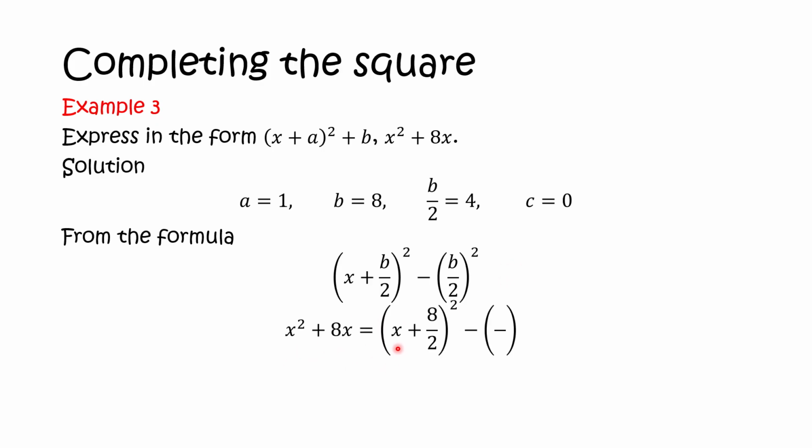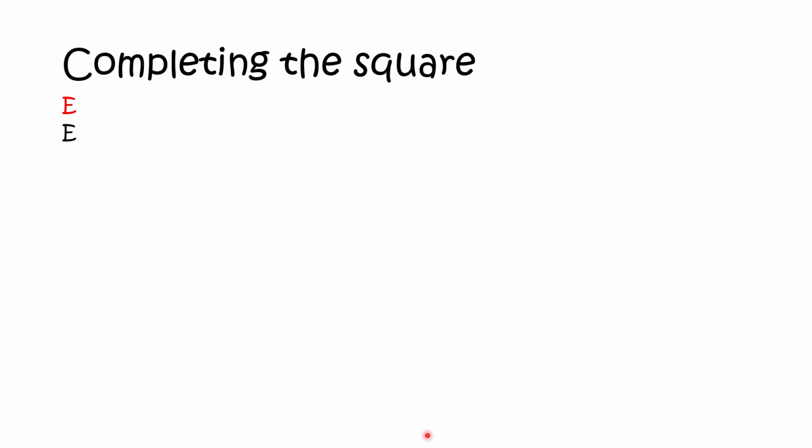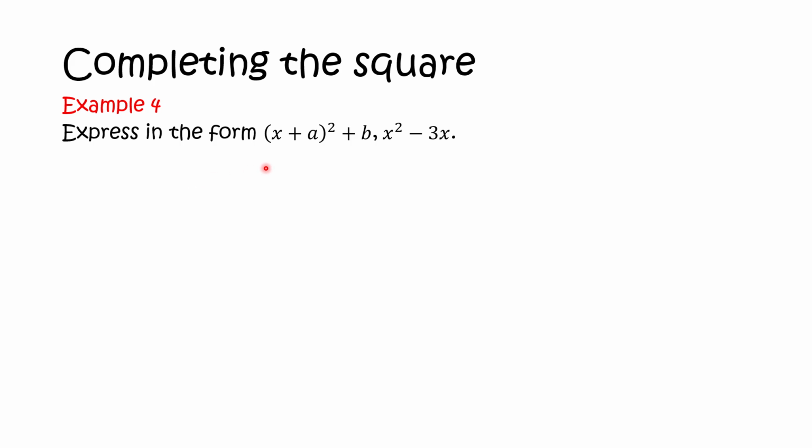Substituting first, and then simplifying, we get (x + 4)² - 4², and simplifying further, we get our final answer as (x + 4)² - 16. Let's look at example 4.